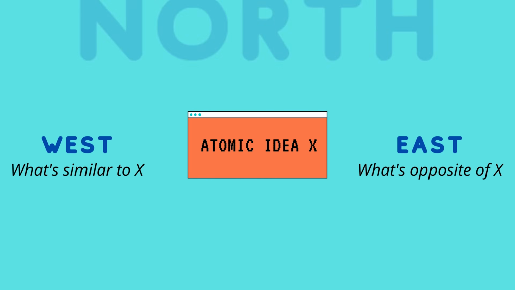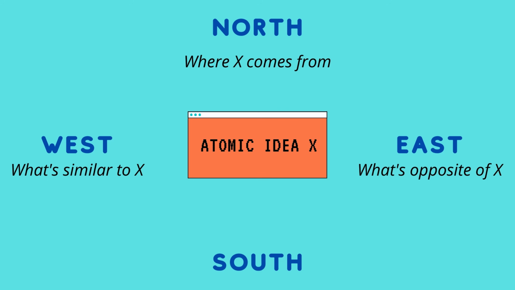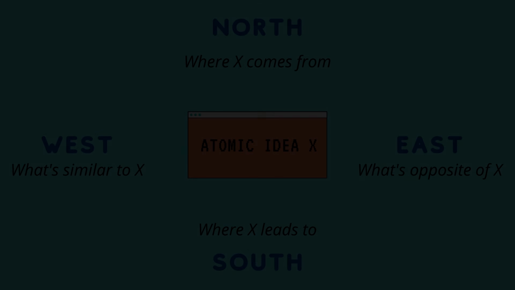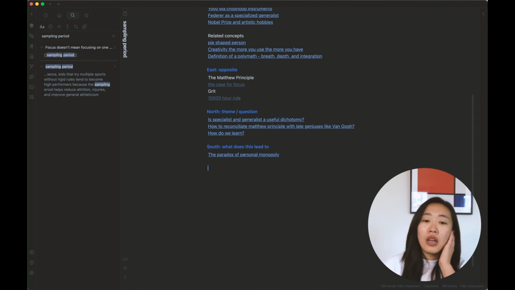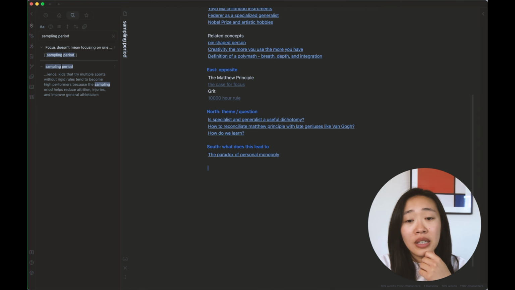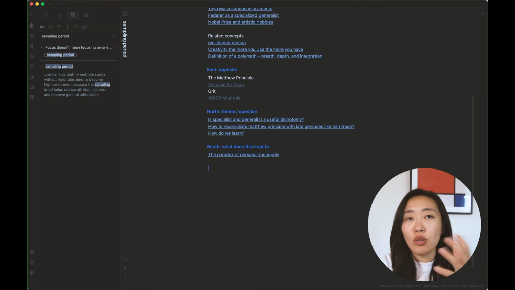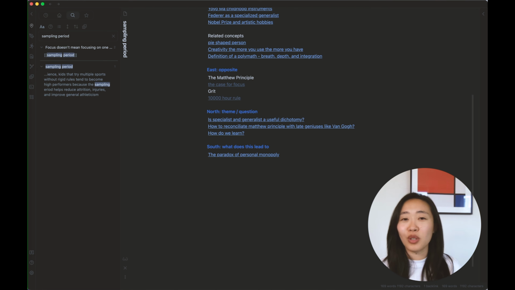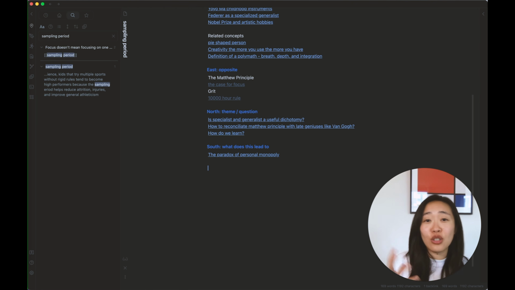Okay, moving on. North, right, these are the themes, these are the questions, so going up. Then we want to go south, right? What does this lead to? So now we know sampling period is a thing, and it affects long-term performance by sacrificing short-term specialization. What does it lead to? Well, I'm actually working on a piece on personal monopoly versus the niche. And I think there is a paradox about personal monopoly or niching down, which is without having a personal monopoly, you feel like you can't create, even though actually to get to a personal monopoly, you need to create first.